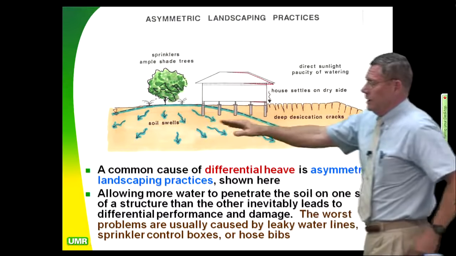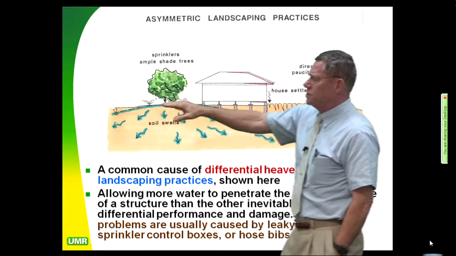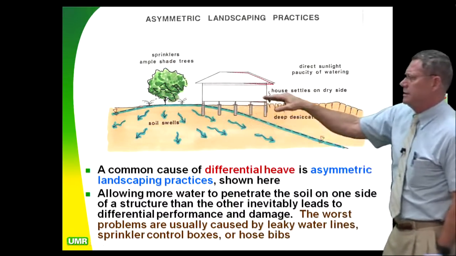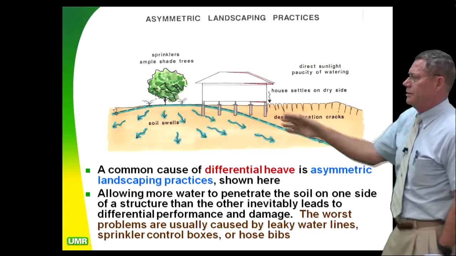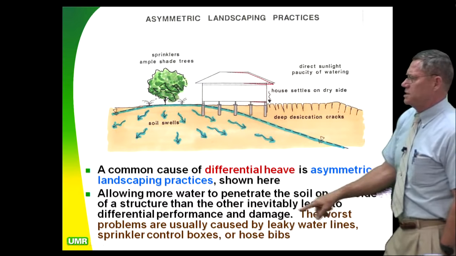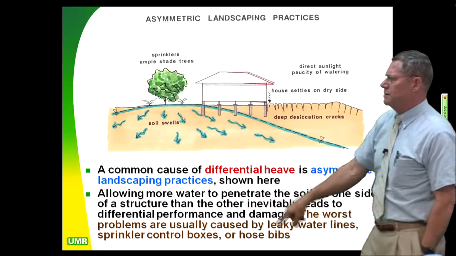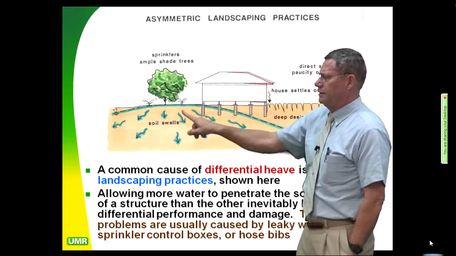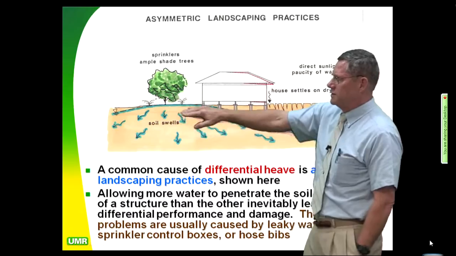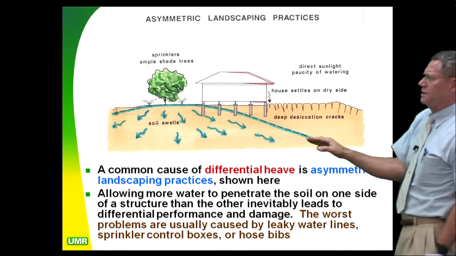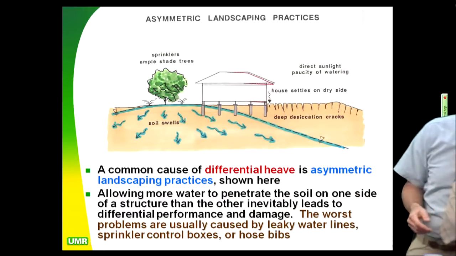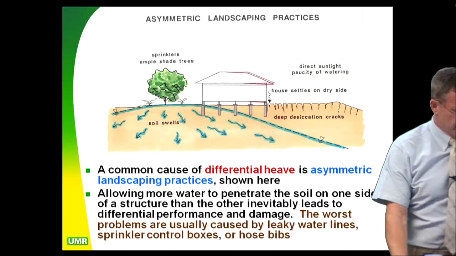And so what happens here is you're going to get moisture on this side and desiccation on the other. So you're going to have heave on one side, settlement possibly on the other side. So you're going to have problems. And what happens is you're going to have leaky water lines, sprinkler control boxes, and leaky hose bibs over here on this side next to the sprinklers that are really driving all this. So if they have a leaky hose bib right here, you're going to get this mound of water coming off of it. It looks just like I'm drawing it here. And one half of the house is going to lift up 6 or 8 inches. That's just hard to get away from.